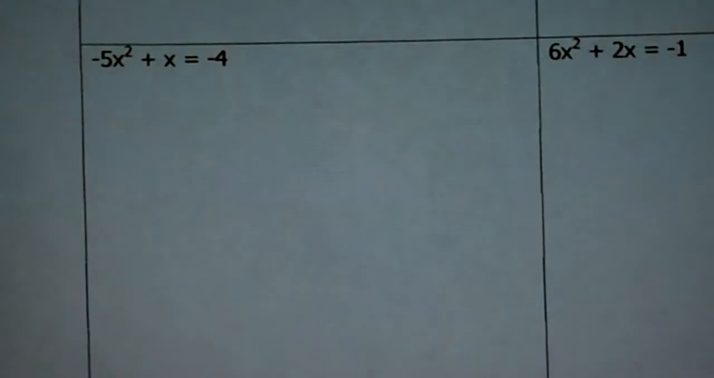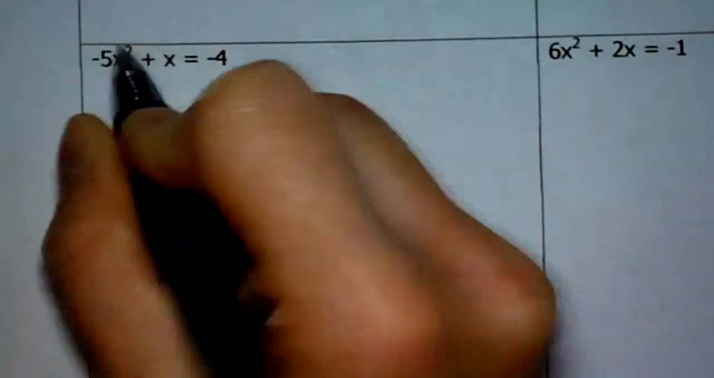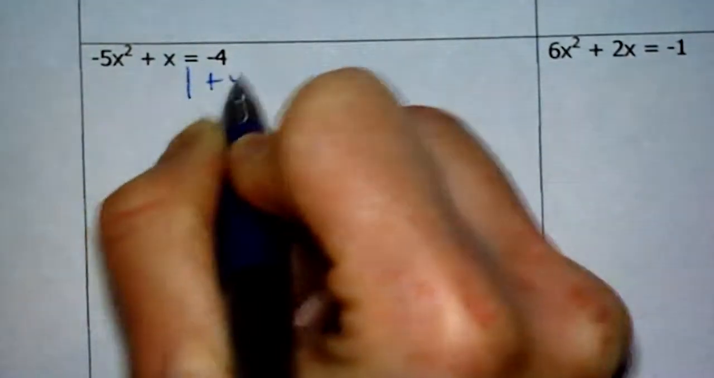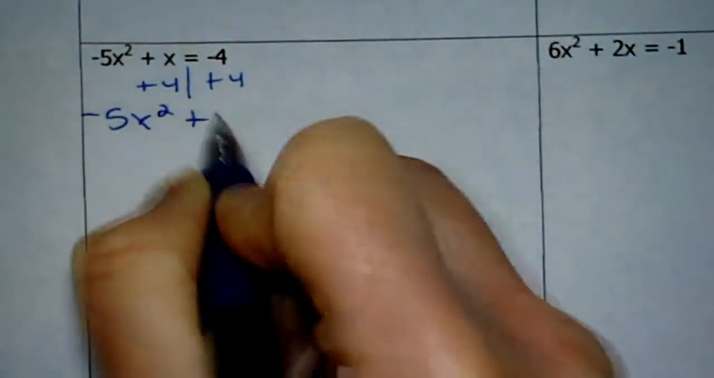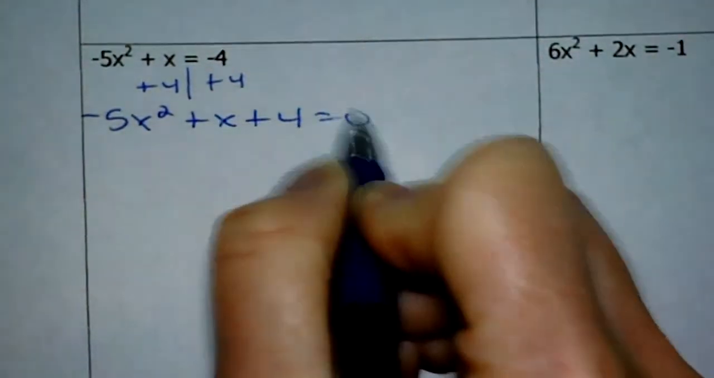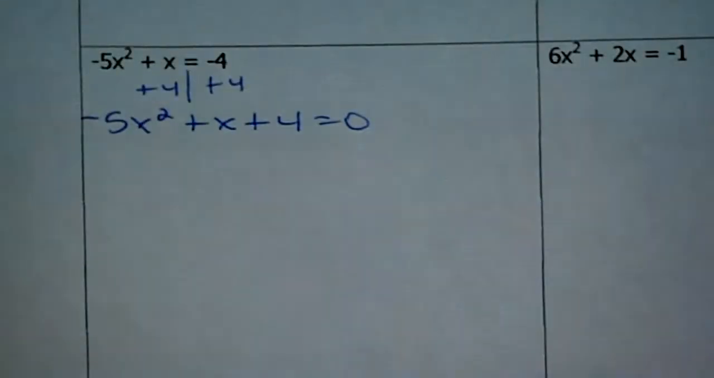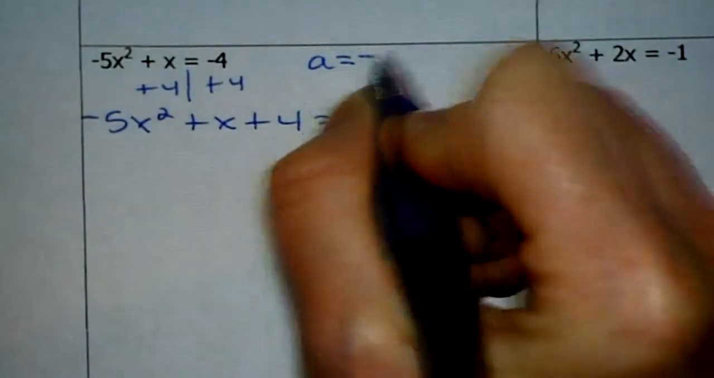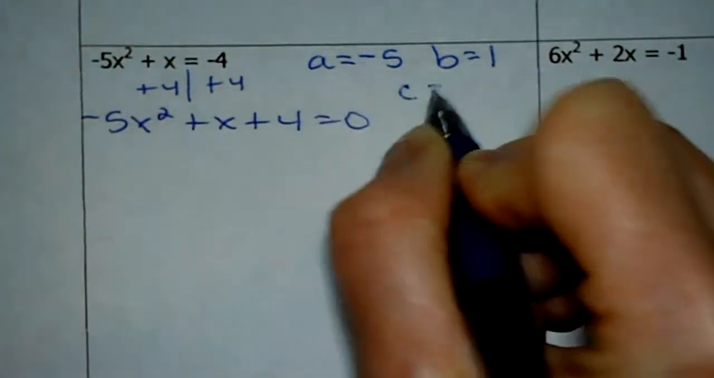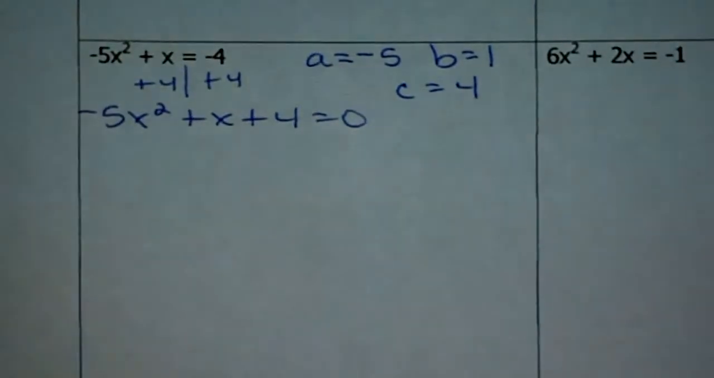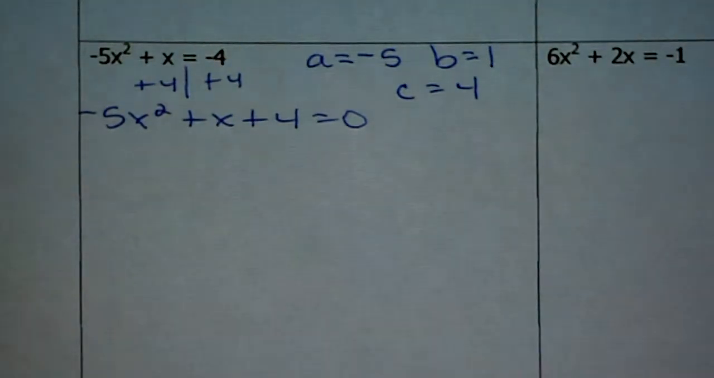All right, let's do another one. We got 2 left. I need all of these over here because it needs to be standard form. So I'm going to add 4. So I have negative 5x squared plus x plus 4 equals 0. Nothing to factor out. A is negative 5. B, when I don't see a number in front of the x, it means it's 1. And C is 4. So I identified our A, B, C, standard form.